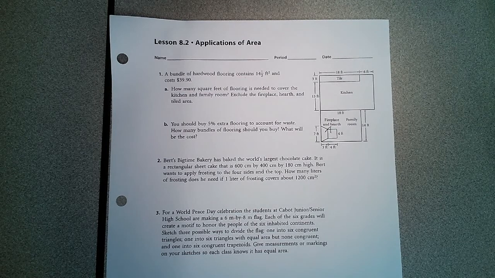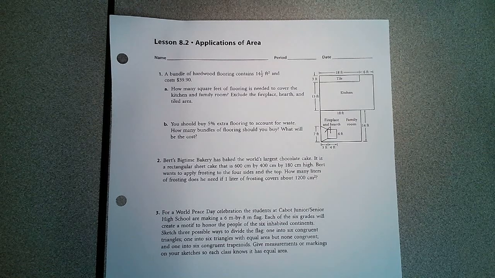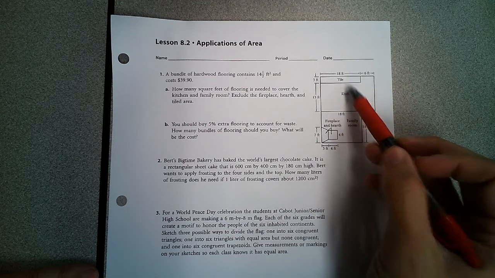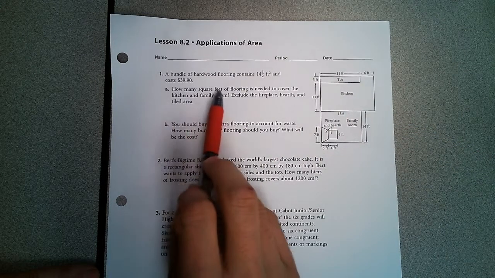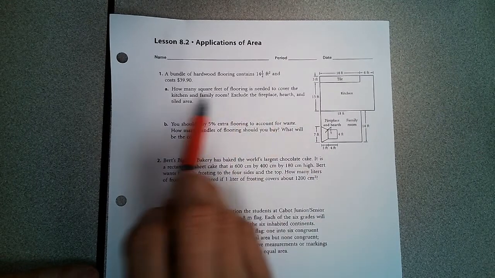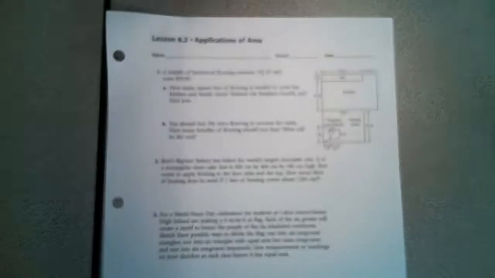All right, so on number 1, they give me this diagram. Now, this is a typical type of problem that you might encounter. It says a bundle of hardwood flooring contains 14.5 square feet, and costs $39.90. And so they give me this diagram of your kitchen, family room. They have like a tiled area here. It says how many square feet of flooring is needed to cover the kitchen and the family room, excluding the fireplace hearth and the tiled area. All right, so let's go ahead and get started on this one.